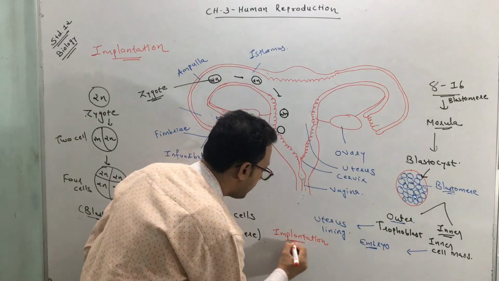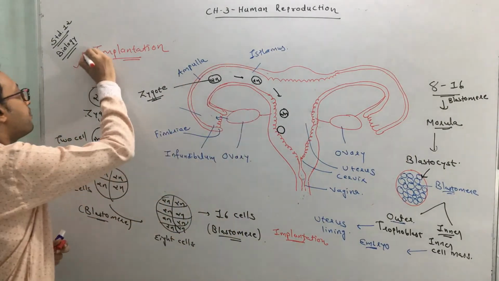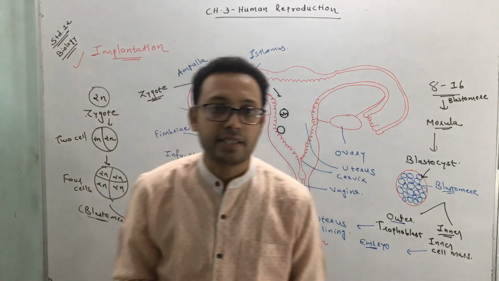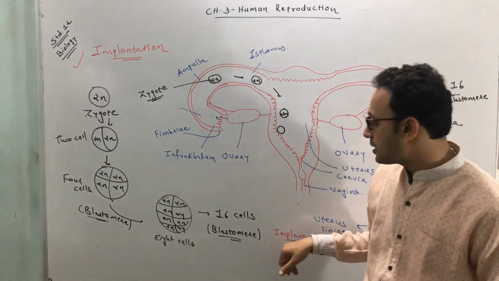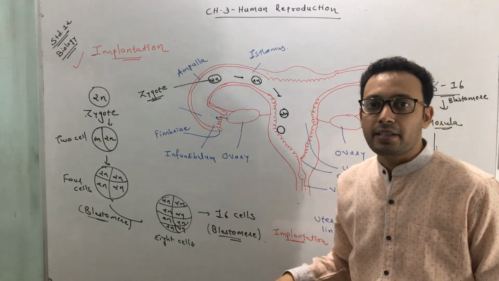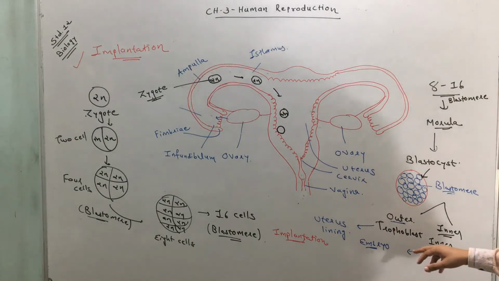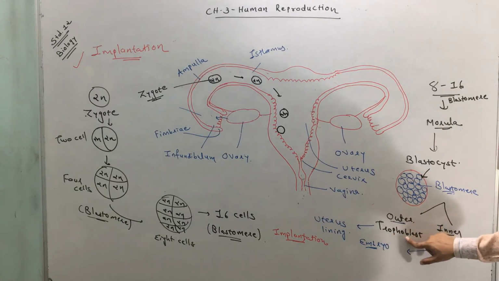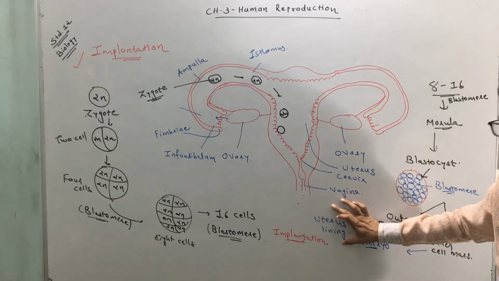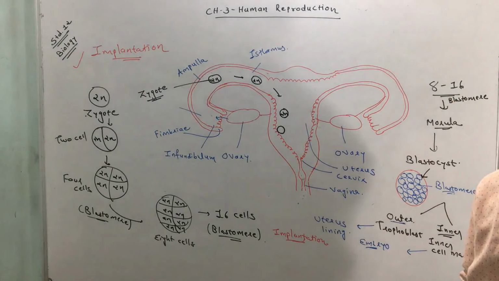That's called implantation, and thus the implantation takes place. Implantation means attachment of a blastocyst to the wall of the uterus. How does the implantation process take place? In implantation, the outer cells, which are called the trophoblast, attach to the wall of the uterus, and thus the implantation process takes place.